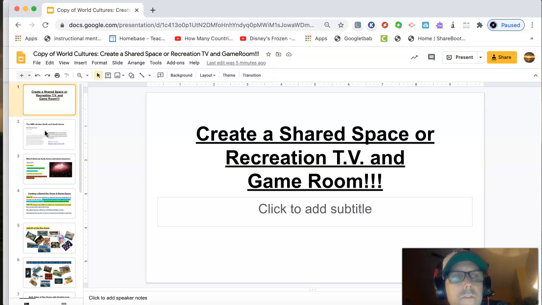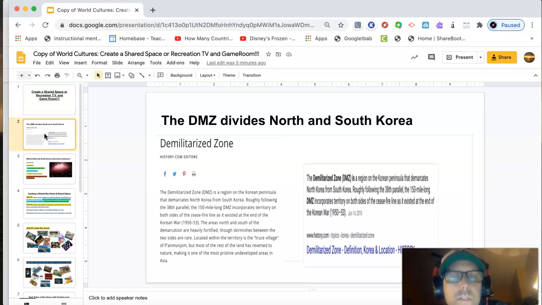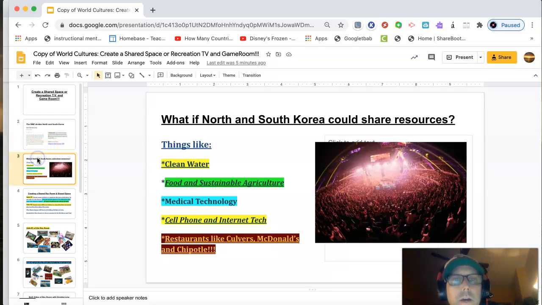What it says here on slide number 2, the DMZ divides North and South Korea, and you can read more detail on how this has effectively kept the two nations separate since the Korean War. And then some essential questions as we get into the learning target of actually sharing the resources: what if North and South Korea could share resources?